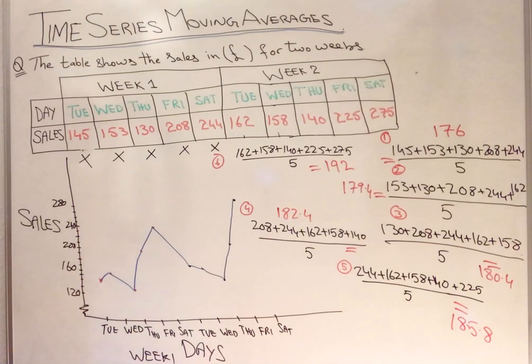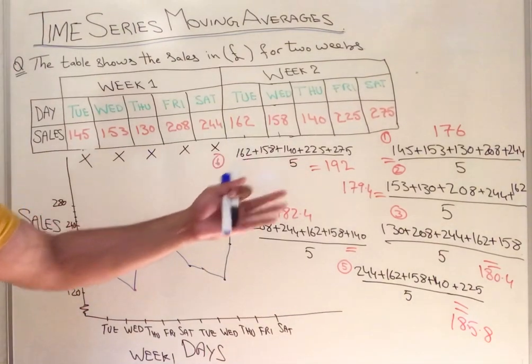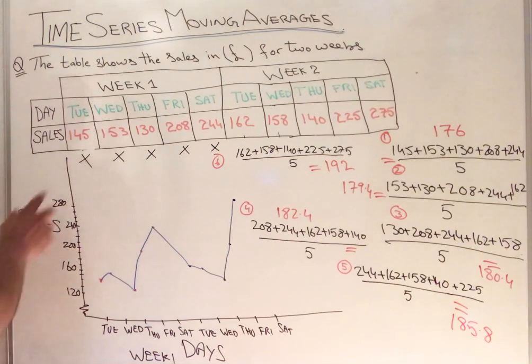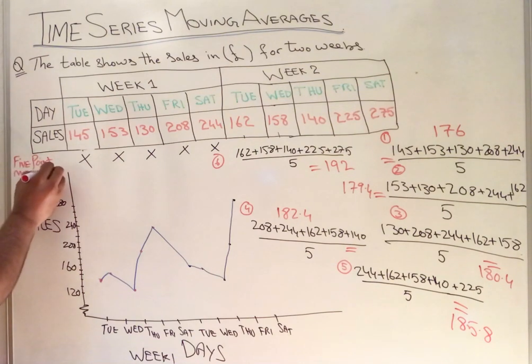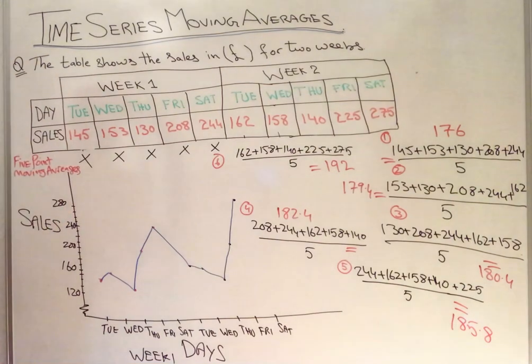But how can we write down these values in the data? We need to write down these values in the moving average column, the 5-point moving average. So we need to write down these values in here.